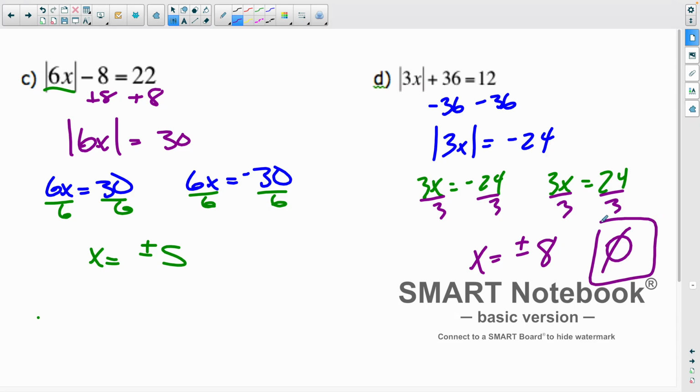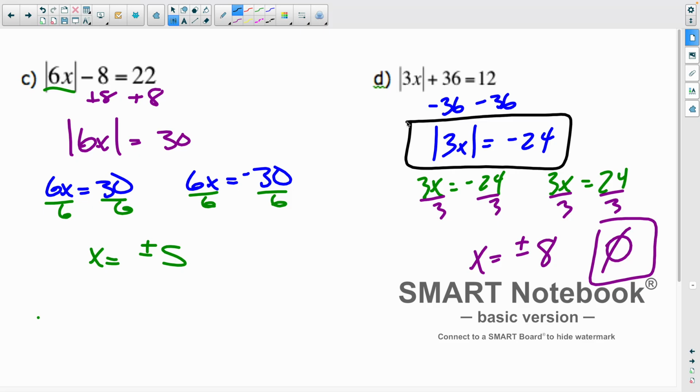But why? Anybody see anything in this one that would let me know that it's no solution? Look right there. What's absolute value? What answers are absolute value? Positive answers. I have a positive answer equal to negative 24. When can that happen? Doesn't work. A positive answer can't equal negative 24, so that doesn't work.